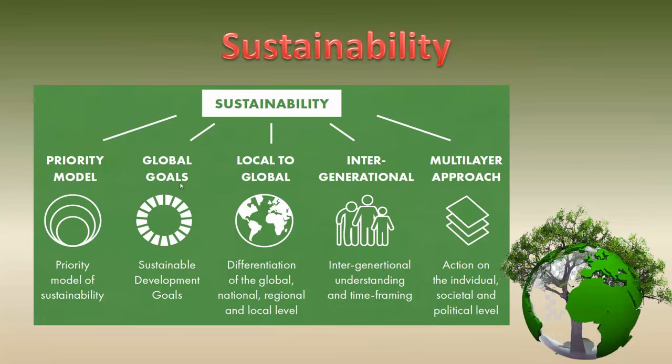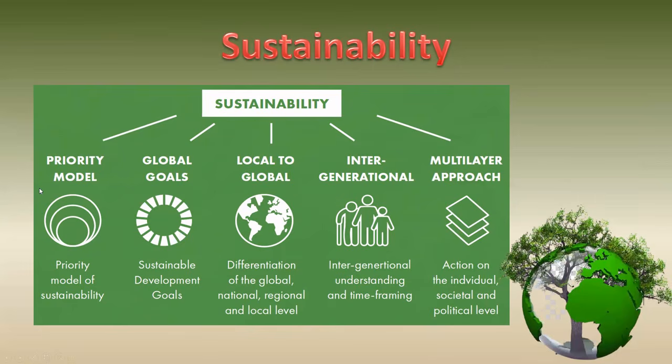That we can call nested sustainability. And when we are talking about sustainability, so many aspects are there. Priority model of sustainability, and then global goals, meaning sustainable development goals. Local to global means when we are thinking about our local needs, then we have to think about the global needs also. Differentiation of the global, national, regional, and local level. And then intergenerational means we have to think about the other generations, that is, future generations also. Multi-layer approach means action on the individual, societal, and political level. All these are the aspects where we have to maintain this sustainability.